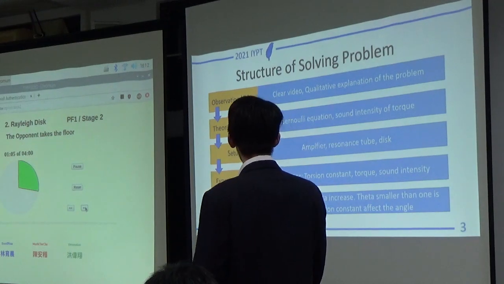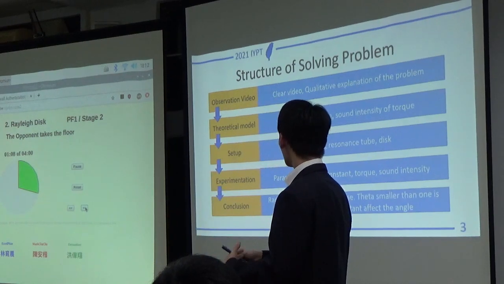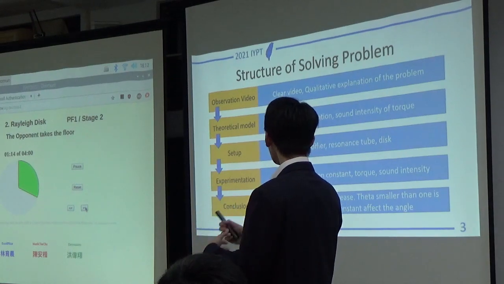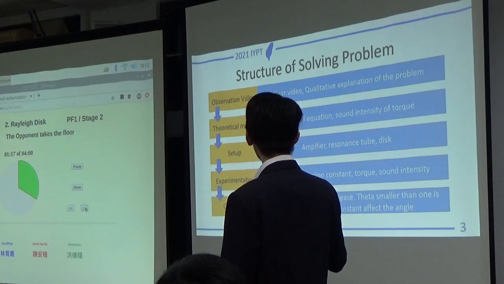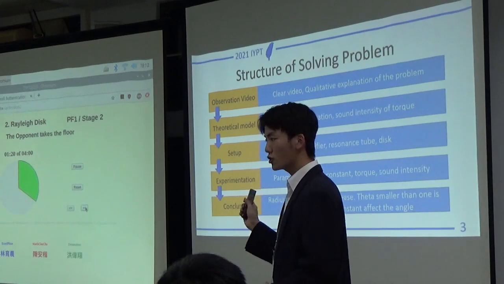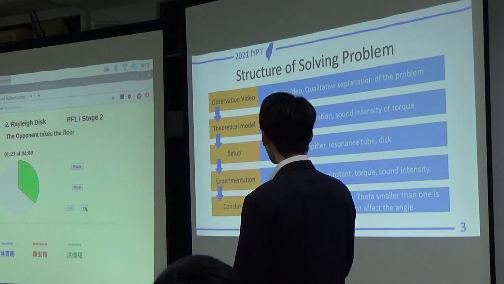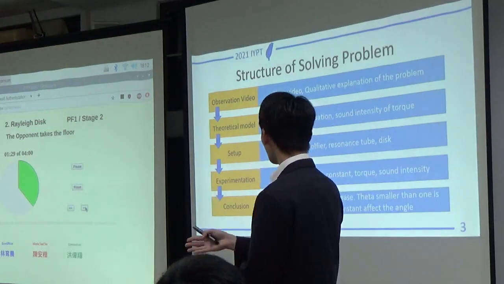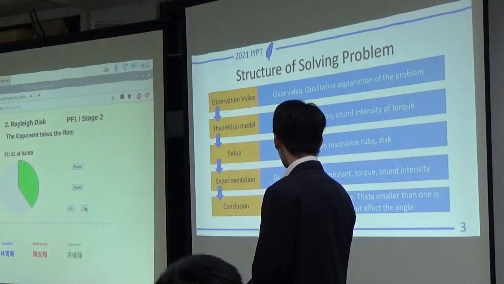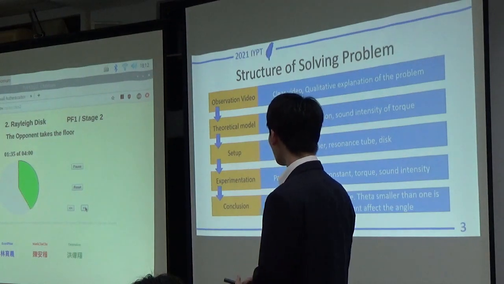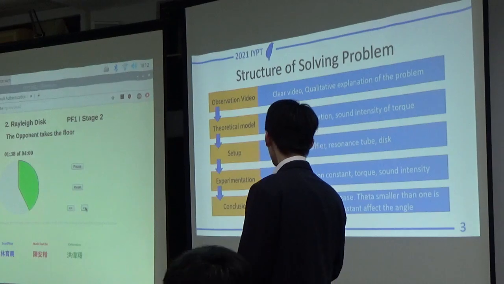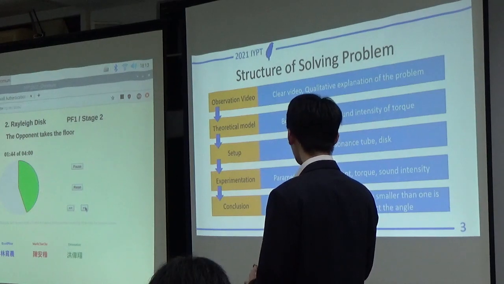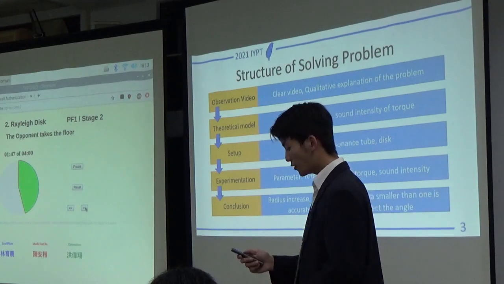Now for the setup, they use an amplifier to produce their sound, and a resonance tube to make sure that the sound is very clear, and they also attach a disc at the end of the resonance tube. For the experimentation, they tested parameters like the torsion constant and how it affects the angle of the braided disc, and they use different torque and change different sound density. For a conclusion, they find that as the radius increases, the theta also increases, and theta smaller than 1 is more accurate, and the torsion constant will affect the angle.